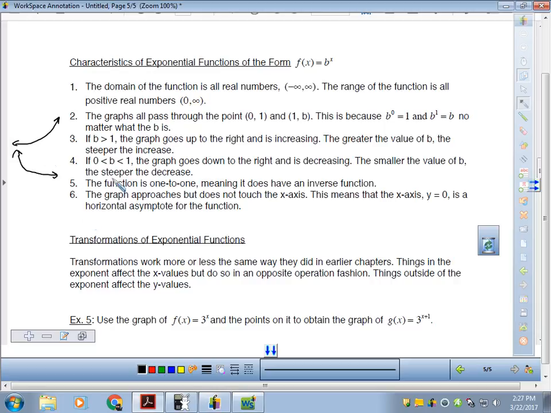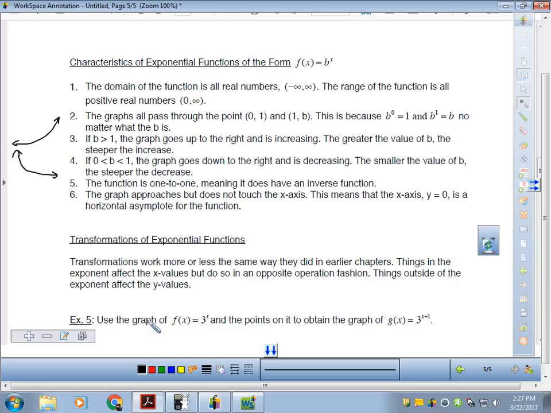Number 5, these functions are one-to-one. And since they are one-to-one, we learned back in 6.2 that means they have inverse functions. And so later on in Chapter 6, we will talk about the inverse function for an exponential. We're not there yet, but we will get there.